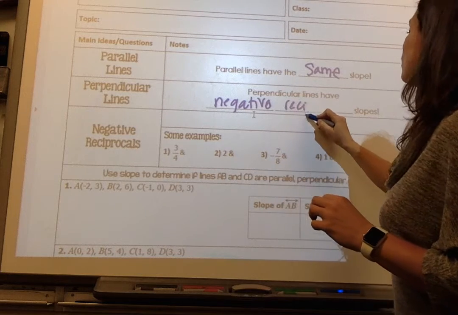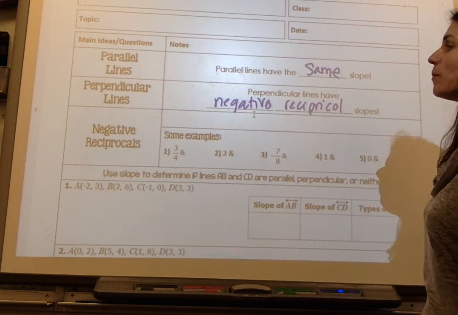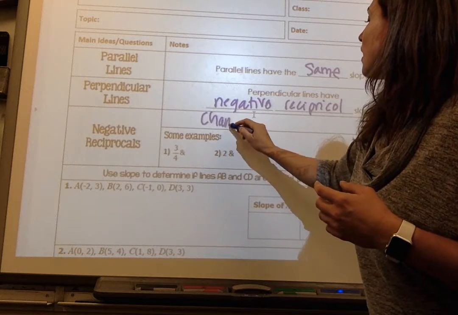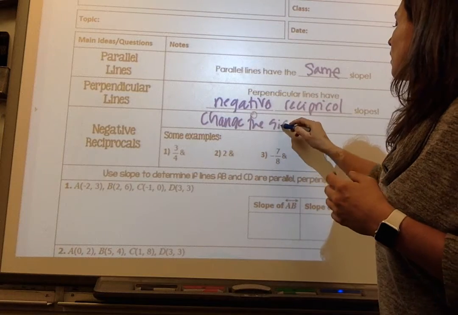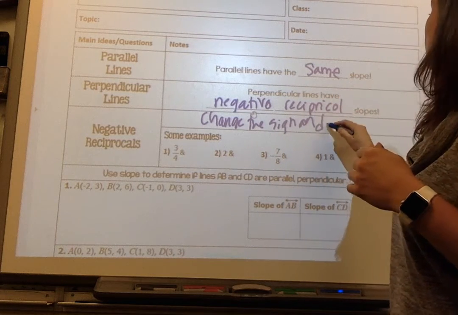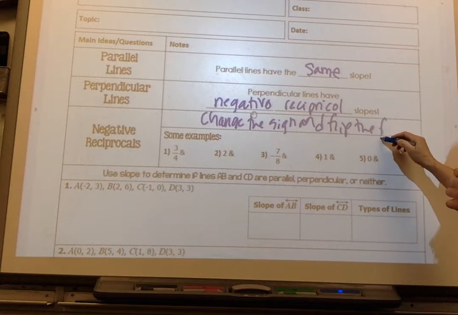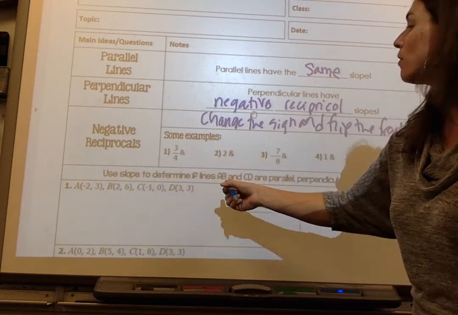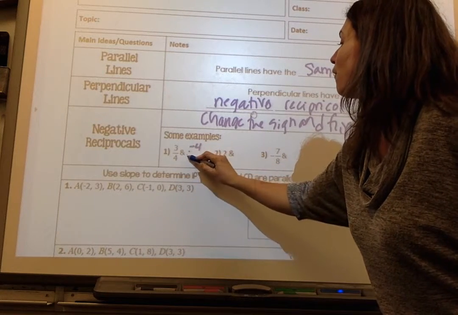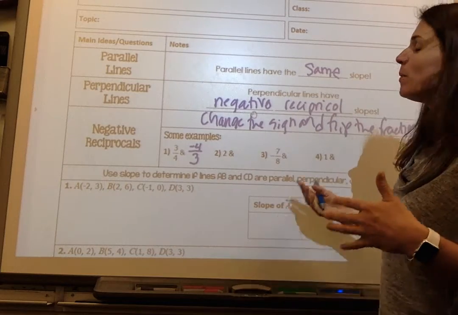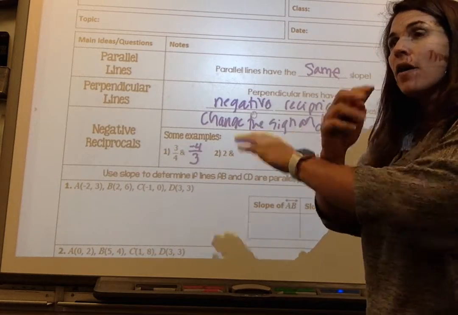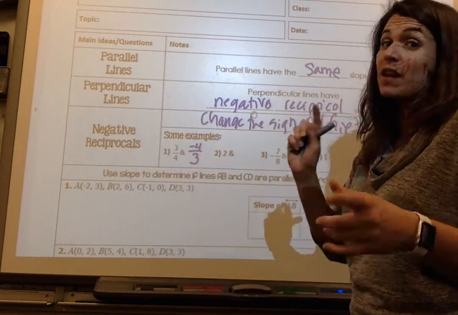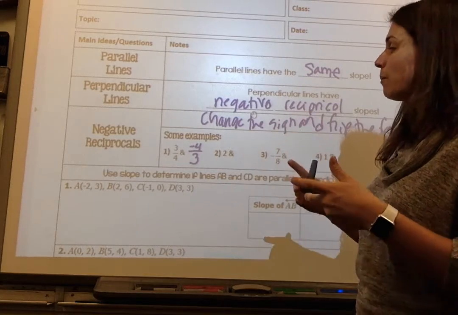Negative reciprocal slopes. So what does that mean? Well, it means that we change the sign and flip the fraction. So, negative reciprocal, we have 3/4, and the negative reciprocal would be negative 4/3. Because think about it, if you have perpendicular lines on a graph, one slope has to be positive, one slope has to be negative. That's why one's positive, one's negative. That's why we change the sign, and then we flip the reciprocal.